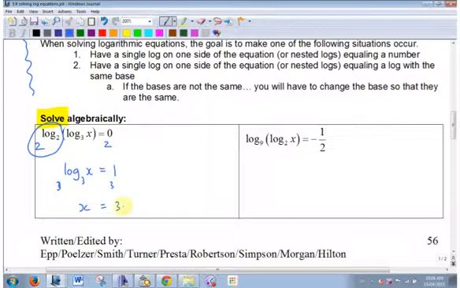Aren't these fun? Can I check that? Put that back in here. What is log base 3 of 3? That's 1. And I got log base 2 of 1 now equals 0. Is 2 to the 0 equal 1? Bingo, it works. If you can check it, why wouldn't you? You got time? You done your test?